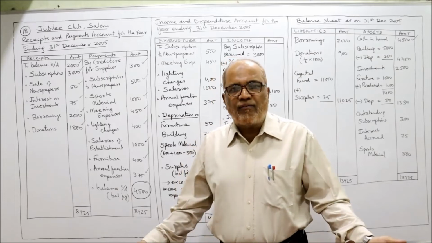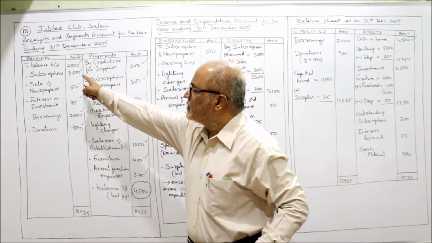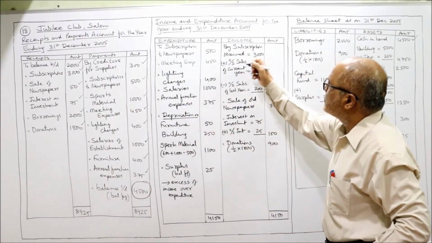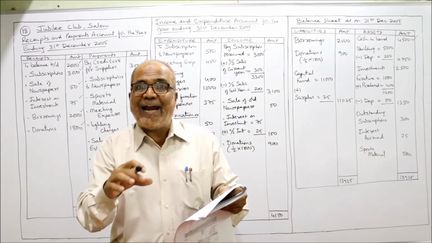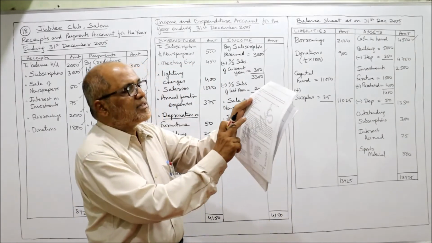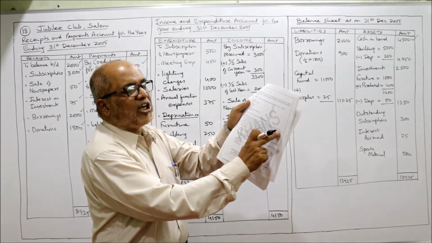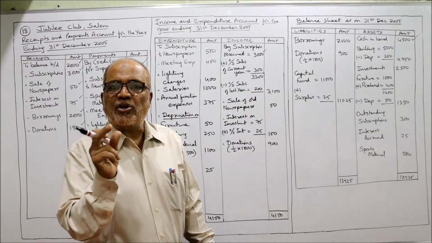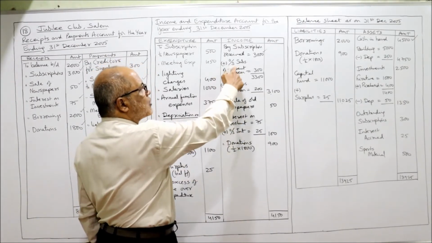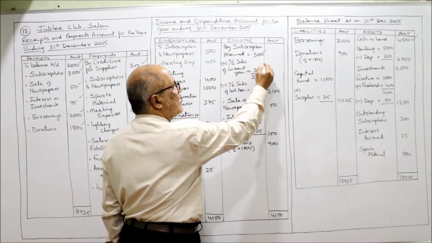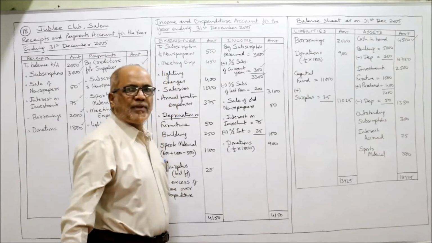As usual, in every problem we are doing the same thing, right? So how much subscription received? 3,000. So I have taken here subscription received 3,000. Now how much is the subscription outstanding at the end of the year? Here in the paragraph it is given subscription received including the year 3,000, subscription due 300. Subscription due means subscription outstanding at the end of the year, 300. So add outstanding subscription at the end of the year 300. So 3,000 plus 300, 3,300.